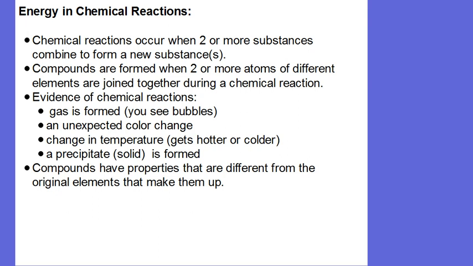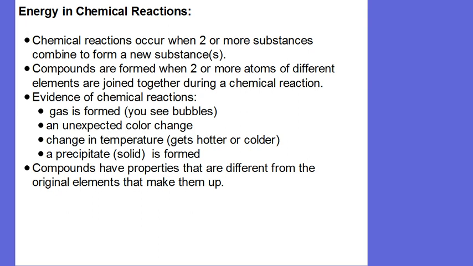The final section of this unit is energy and chemical reactions. A chemical reaction occurs when 2 or more substances combine to form a new substance. The compounds that are formed, or whatever is made, occur when 2 or more atoms of different elements are joined together during a chemical reaction.